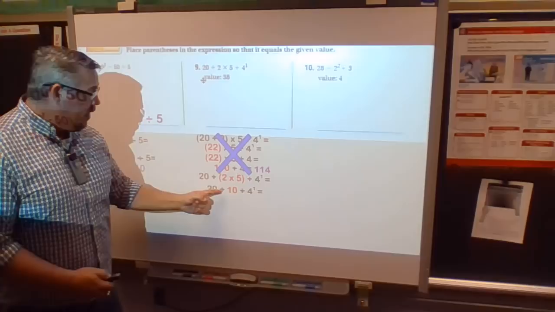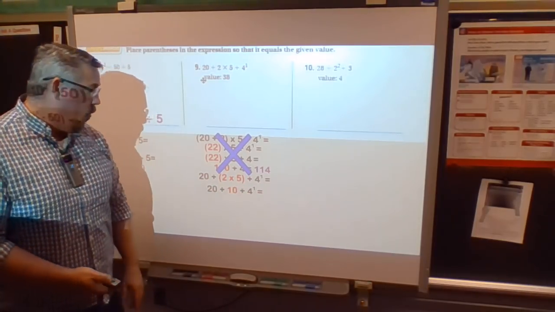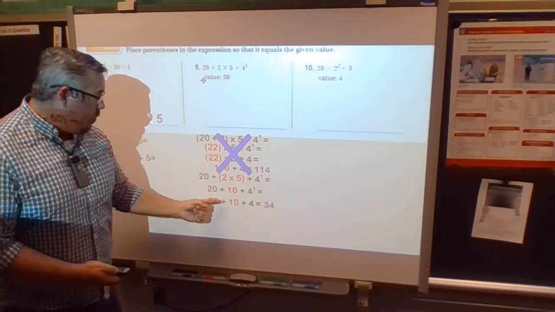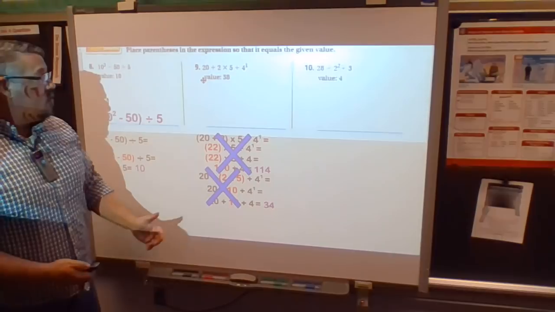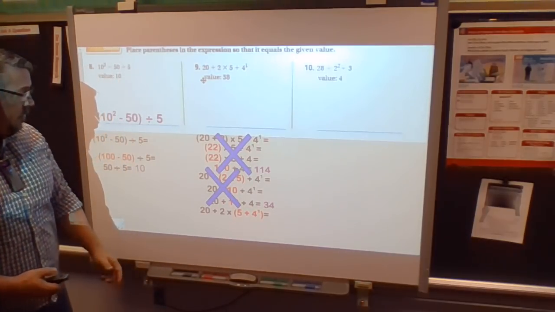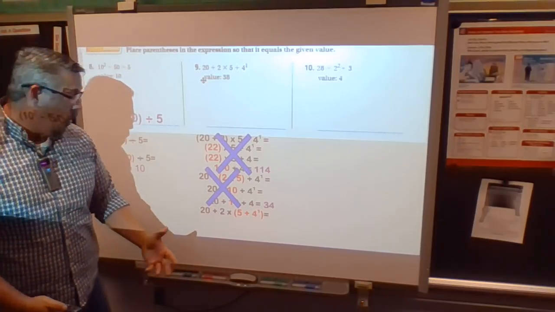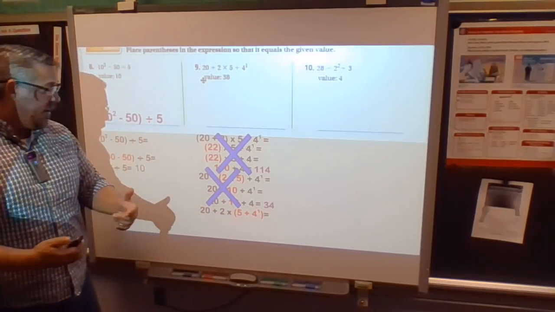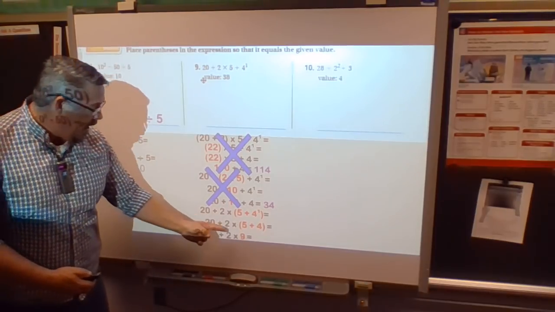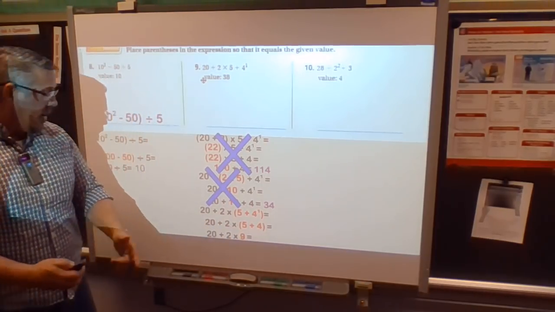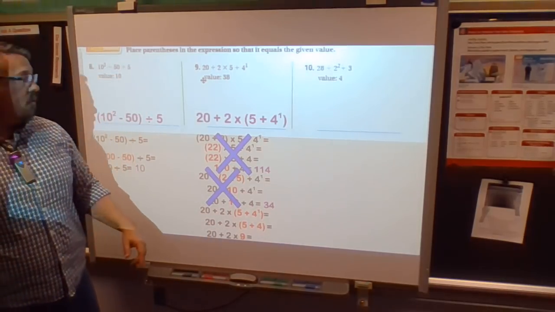That gave me 20 plus 10 plus 4 to the first power. 4 to the first power is just 4. So 20 plus 10 is 30, plus 4 is 34. So that wasn't right. So then when I went around the last 2, I have 5 plus 4 to the first power, once again, which is 4. So when I add inside the parentheses, I got a 9, and 20 plus 2 times 9. Well, 2 times 9 is 18, and 18 plus 20, that gave me my 38.